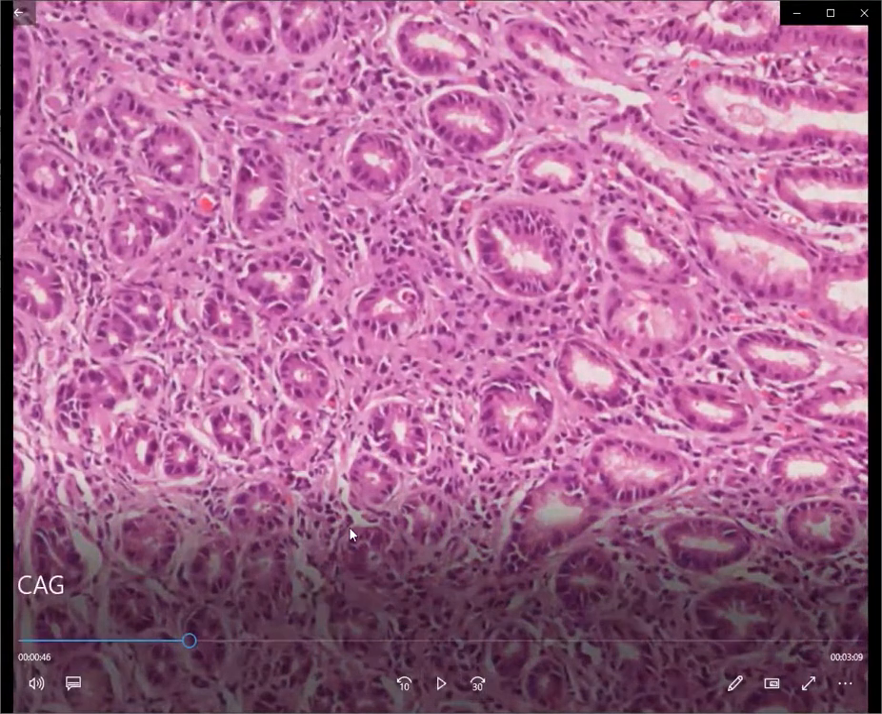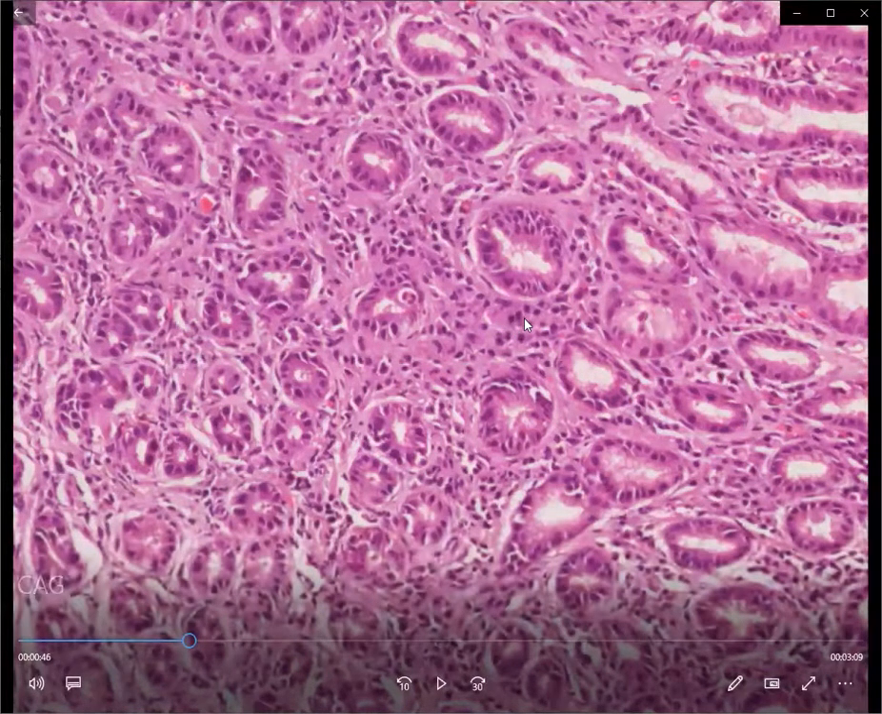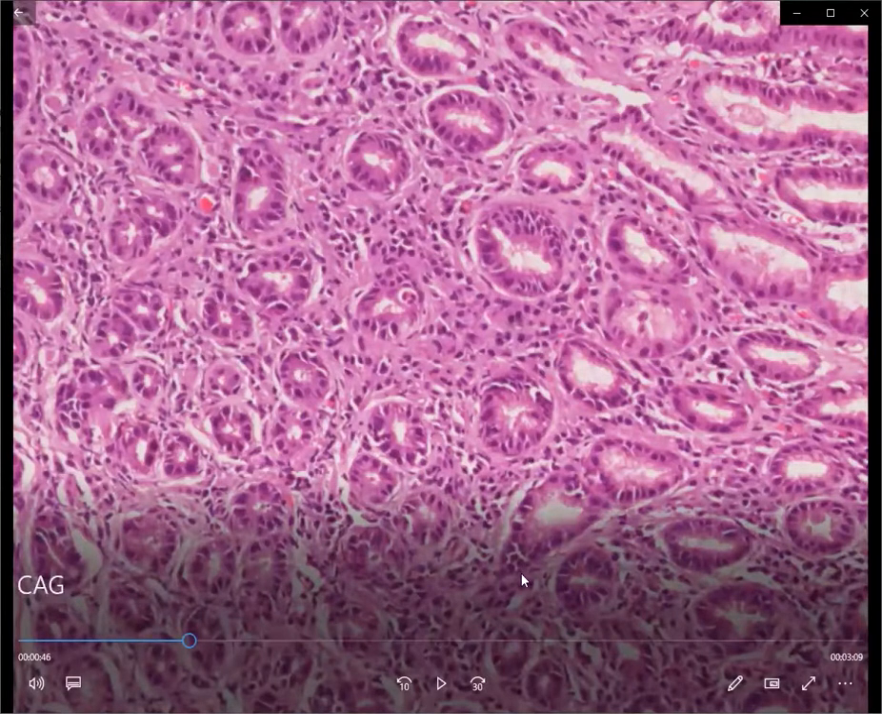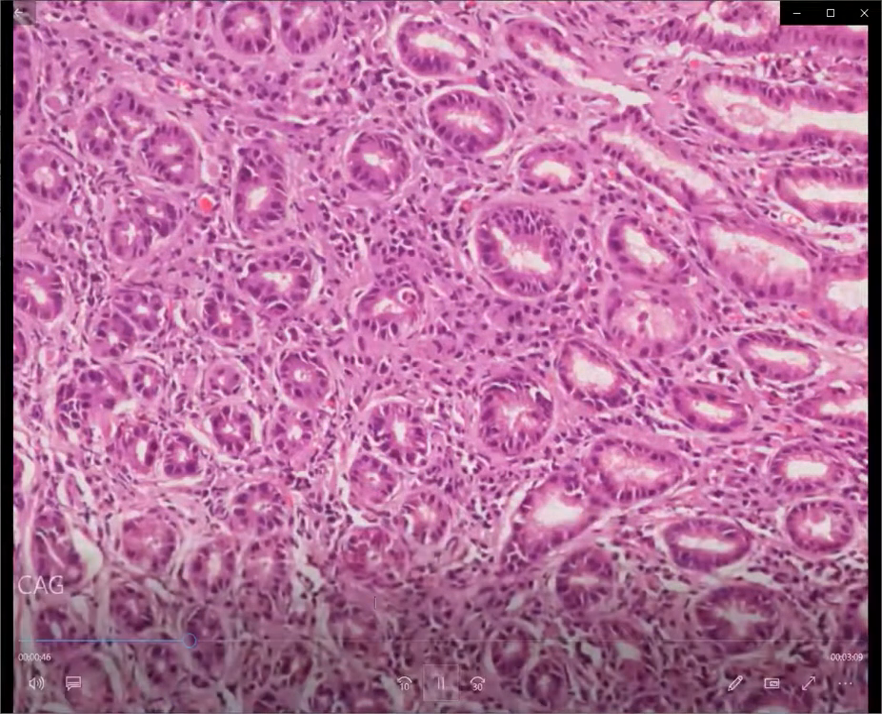Again, within this crypt we can see areas of cryptitis where the polymorphs have infiltrated the crypt epithelium. So there are two foci of cryptitis. There is also an increase in lymphocytes and plasma cells within the lamina propria, and in addition there is an admixture of acute inflammatory cells.